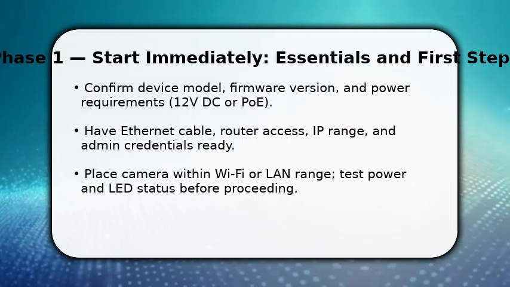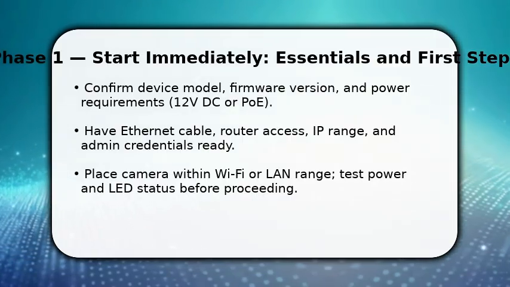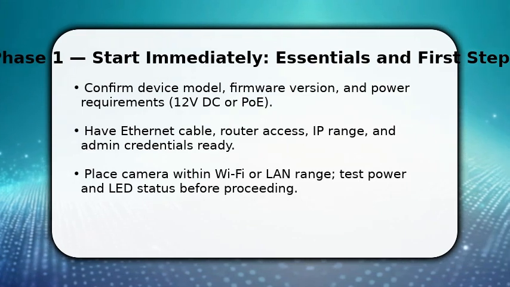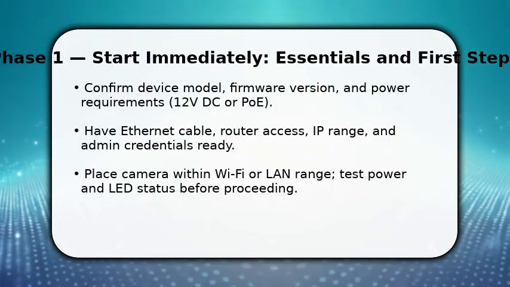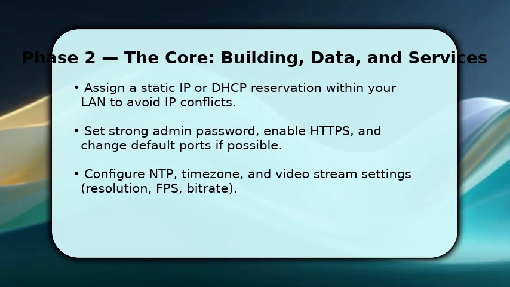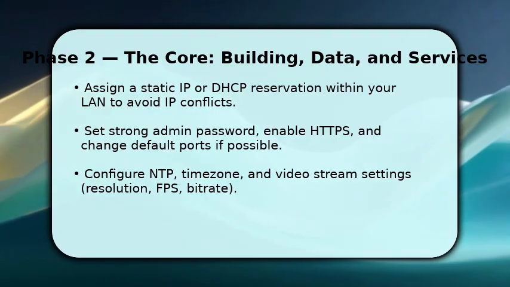While the camera boots, open your router's DHCP list or run a network scan to find its IP. This is the first actionable step toward configuration. Once you've located the camera, log in via its web UI or management app. You'll change critical settings now.